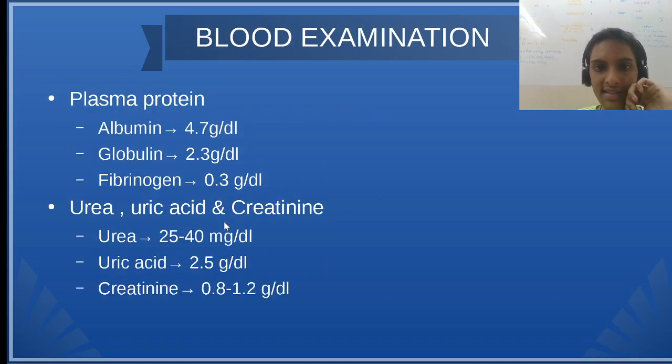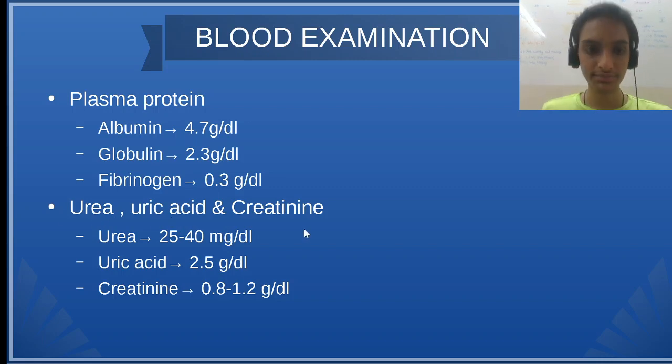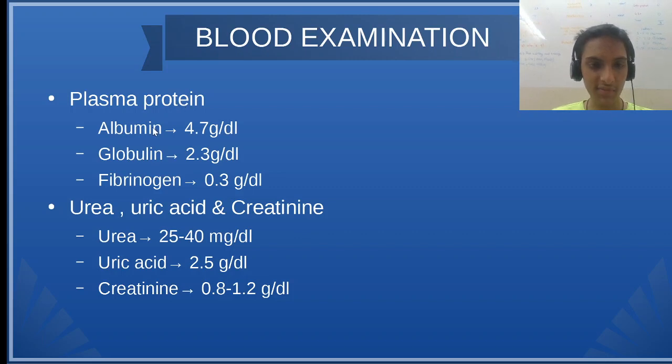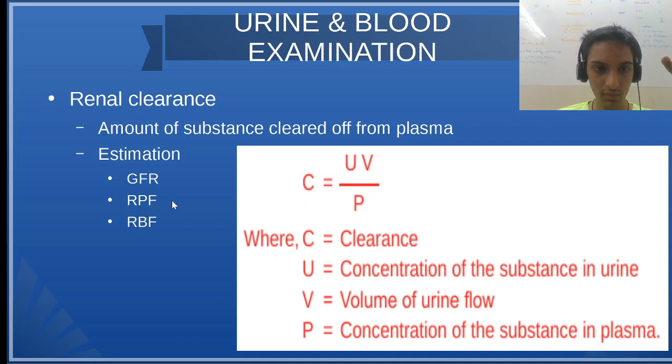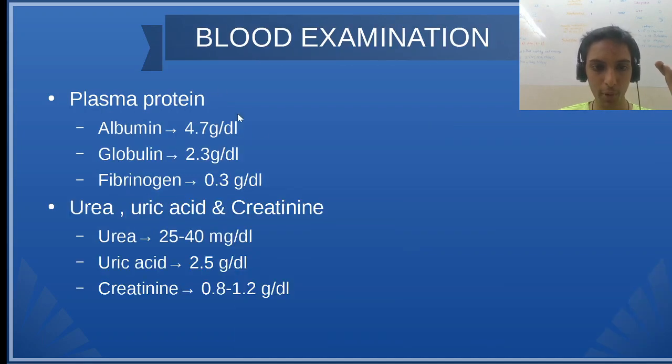Let's see the blood examination. We have the plasma protein along with the urea, uric acid and creatinine. So plasma proteins, we have albumin, globulin, fibrinogen. Albumin will be 4.7, globulin will be just almost half, 2.3. See why I am saying 2.3 into 2 is how much? 4.6. So is it not roughly half? Fibrinogen is 0.3.